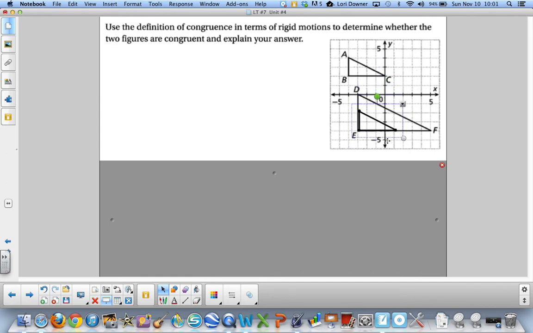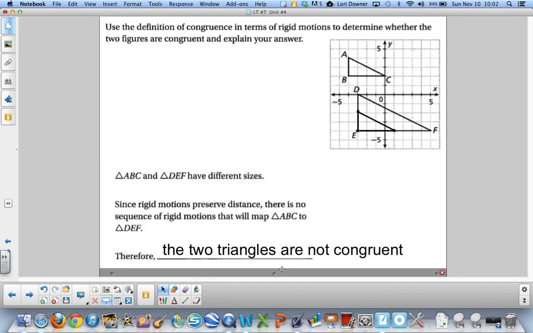We can easily see these two triangles are not even congruent. So it's quite obvious that these did not preserve rigid motion. We do not have a combination that would give us two congruent triangles. Because they have different sizes, and since rigid motion preserves distance, the distance between AB is not the same as the distance between DE, so there's no sequence of rigid motions that will map ABC to DEF. Therefore the two triangles are not congruent.